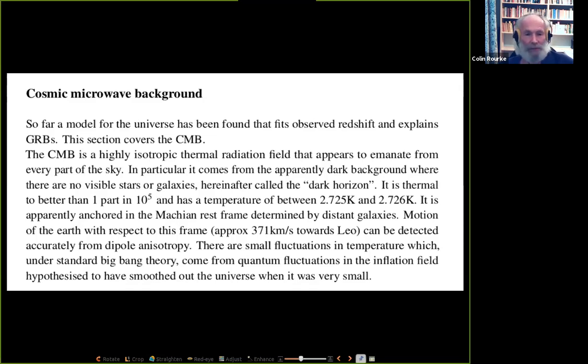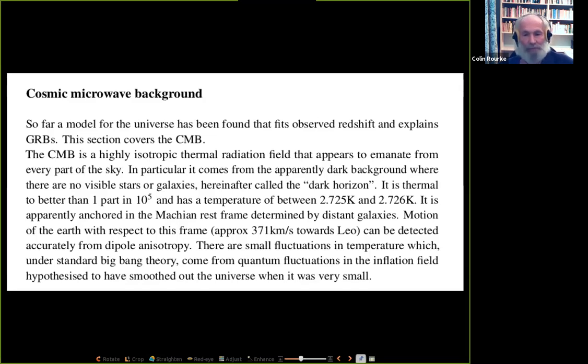Okay, so it's a highly isotropic thermal radiation field that appears to emanate from every part of the sky. In particular, it comes from the apparently dark background where there are no visible stars or galaxies. I call that the dark horizon. It's thermal to better than 1 part in 10 to the 5th, has a temperature between 2.725 and 2.726. They got it very, very, very accurate. That's how they got the expansion so accurate. It's apparently anchored in the Machian rest frame determined by distant galaxies.